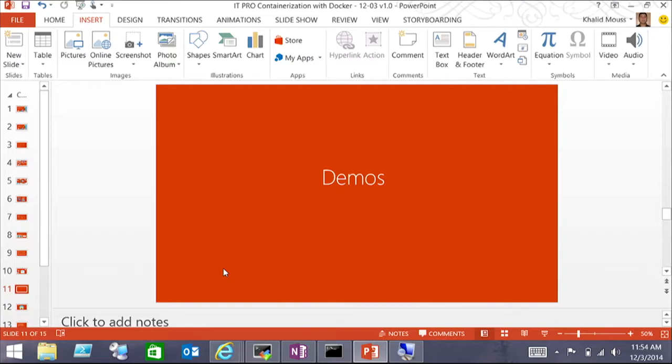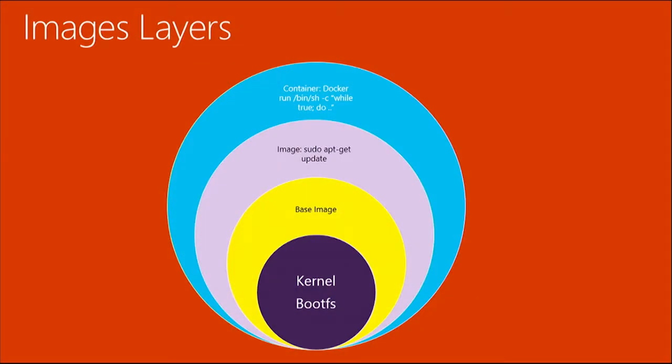If I go here, before we switch to the next set of demos, this is basically how it works. In the host, as I showed in the previous diagram, this is the image layering. You've got the kernel and the boot file system, and then you have the base image.